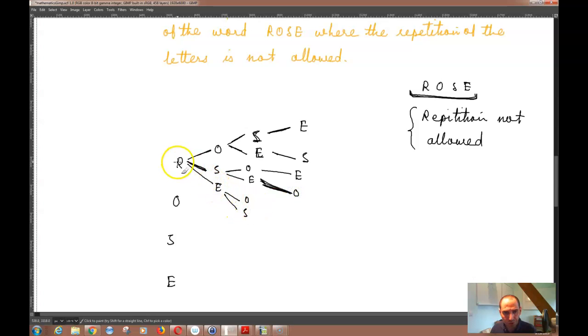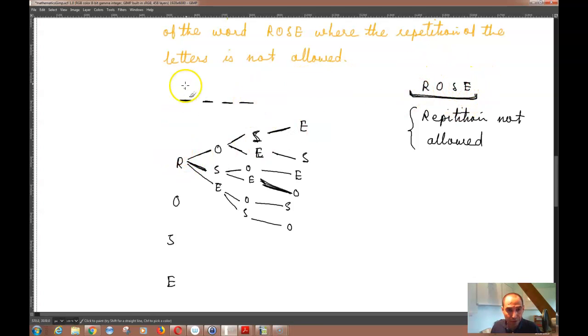Over here you have chosen R, E, O, so the only thing that remains is S. Over here you have chosen R, E, S, so the only thing that remains is O. So if you think of this as the first letter of the word, you can see that the word is supposed to be a 4-letter word, right? And we have 4 letters here.